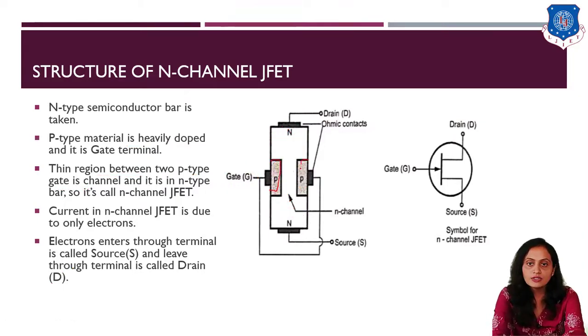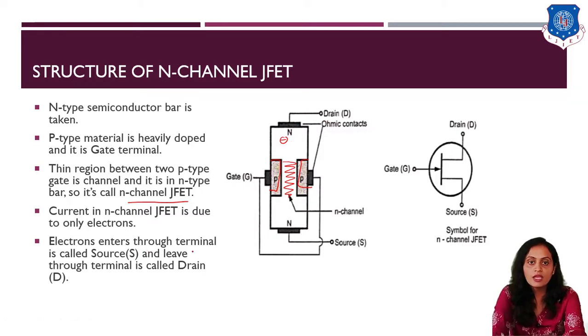Now this is the gate region, and this is also a gate, and this is heavily doped. This thin region you find between these two gates is called the channel, and here the channel is of N-type material, that is why it is called the N-channel JFET. Now current in the N-channel JFET is due to only electrons because N-type material has electrons as the majority charge carrier.